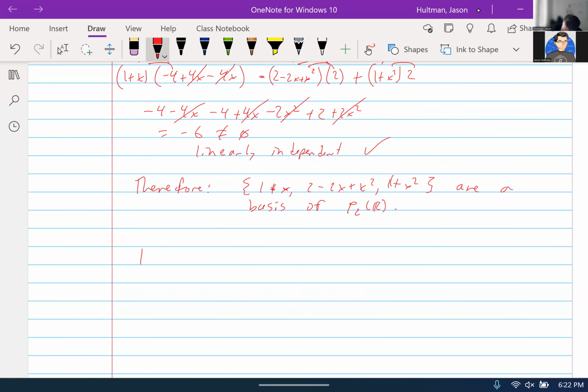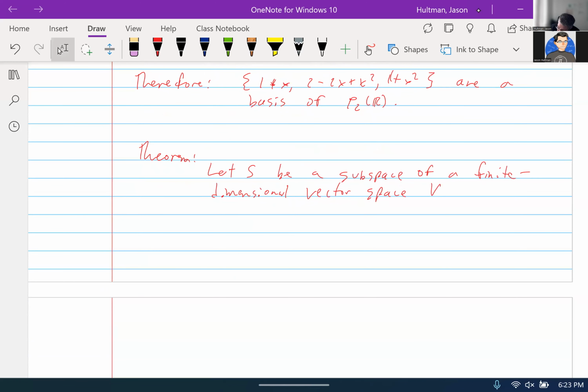Okay, one last theorem here. Let S be a subspace of a finite dimensional vector space V. Any basis for S is part of a basis for V.